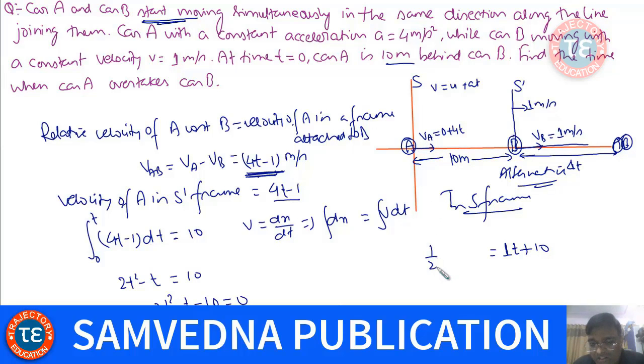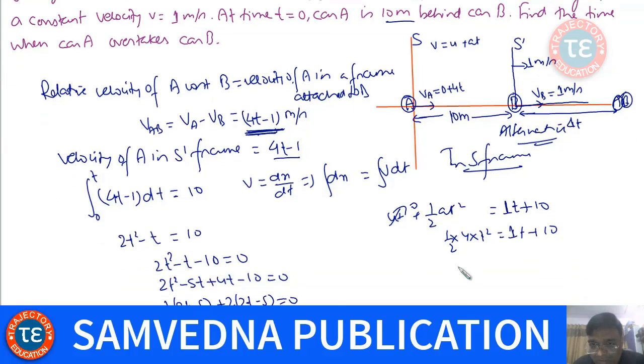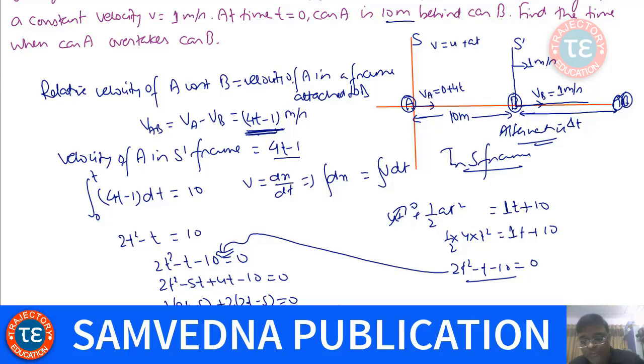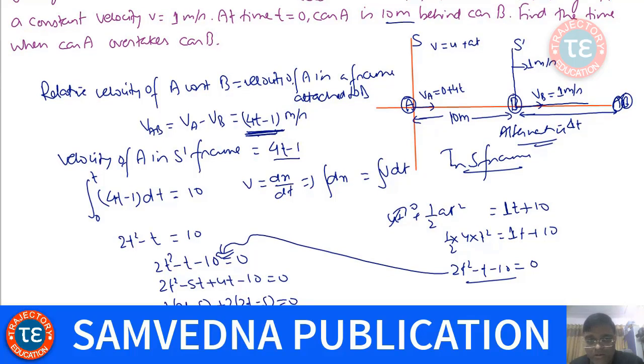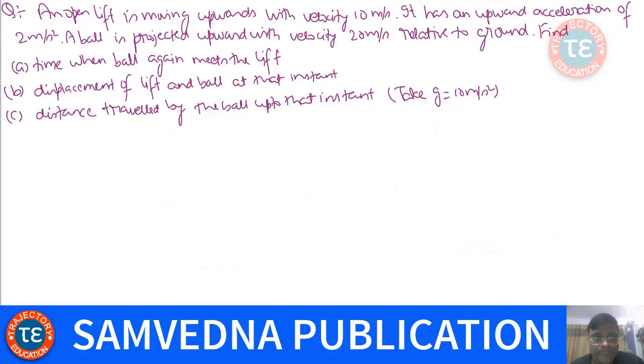And you know, in S, it is moving with constant acceleration. So the distance traveled is going to be ut plus half at square. u is 0. So this is half into a, which is 4, into t square, equal to 1t plus 10. That will give you 2t square minus t minus 10 equal to 0. That is the same equation, right? So you can do it this way. Get the point. You have to visualize the things.